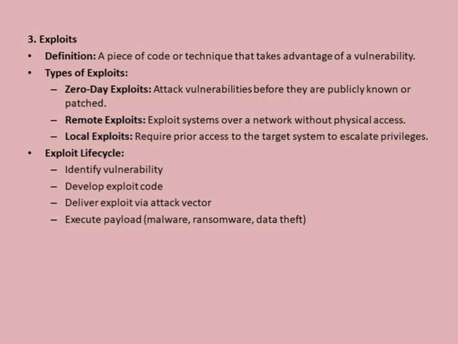The lifecycle of an exploit usually follows 4 main steps. First, the attacker identifies a vulnerability in software or hardware. Next, they develop exploit code to take advantage of this flaw. Then, they deliver the exploit via an attack vector, such as phishing emails, malicious websites, or infected USB drives. Finally, once the exploit is triggered, the attacker executes the payload, which may include installing malware, launching ransomware, stealing sensitive data, or even shutting down the system.